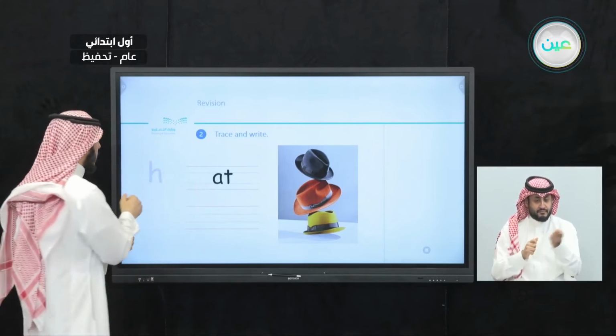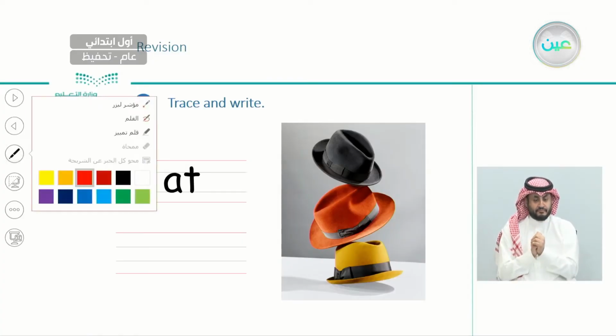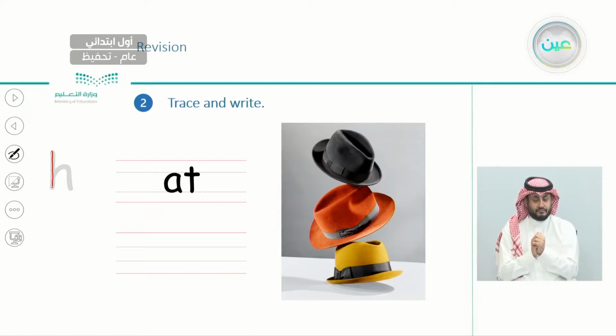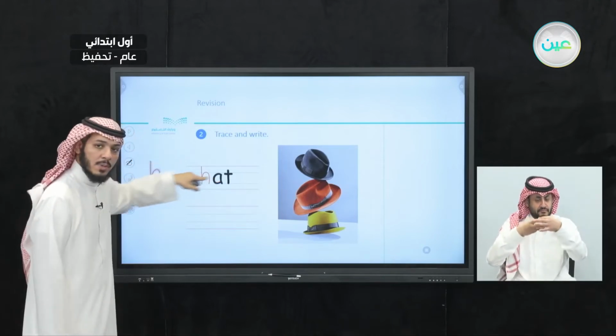Okay, let's trace first of all. So we have a line from up to down, then we have this curved line. So we have H. After that, let's write it here. Start from line number 1 up to 3, go up to number 2, go down to number 3. Okay, so we have H in small form. It starts from number 1 up to number 3.